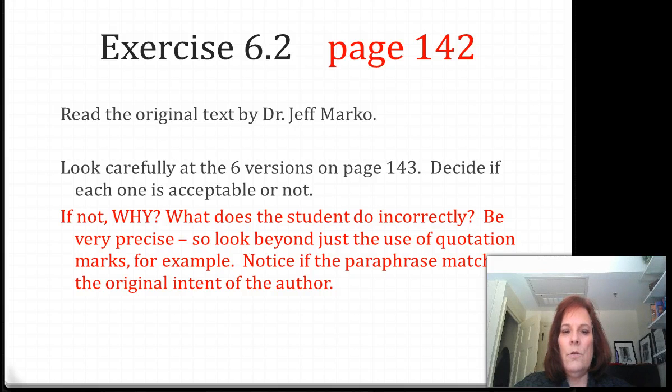Does the student correctly document? Does he directly report from the original? If the paraphrase doesn't match the original, then it's plagiarism. So look carefully, and then after you have finished this exercise, I want you to go through my answers, but struggle with it first.